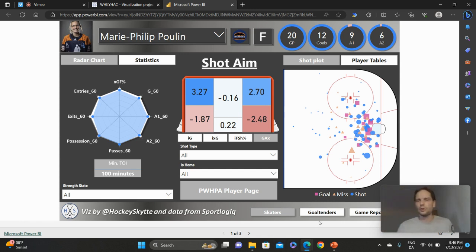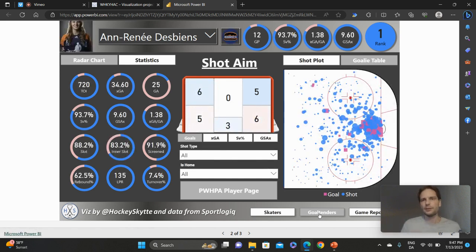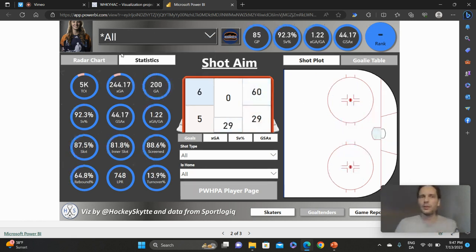We'll just go on to talk about the goaltender viz. And here it is. You can use this in the same manner as the previous visualization, and look at one specific player. But instead of doing that, I want to look at the all players functionality. So now we're looking at all players at the same time. This is an interesting thing you can do in order to get proper context.